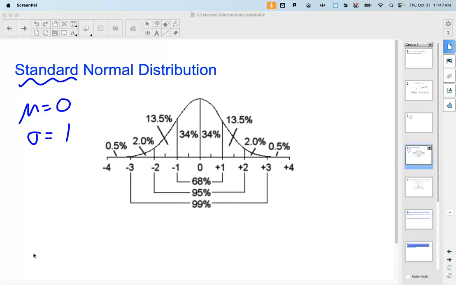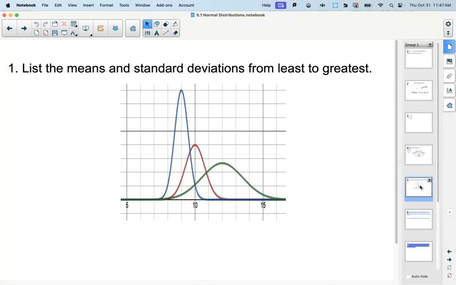All right, let's pick up where we are with our normal distribution and our standard normal distribution. The first question that I want to look at is this set of three graphs. I want you to list the means and standard deviations in order from least to greatest. If you recall when I had the graph up on Desmos, the mean shifts the graphs to the left or to the right.